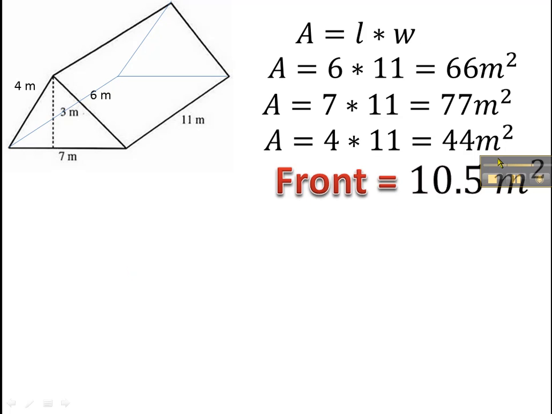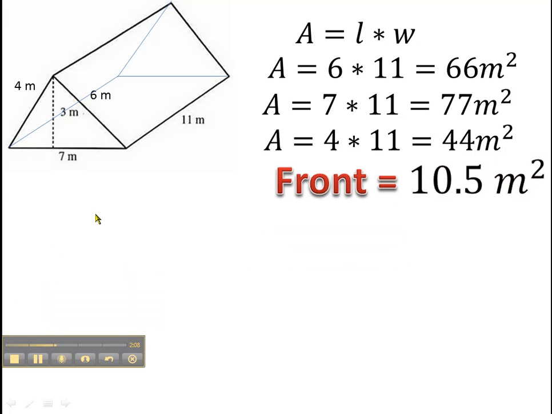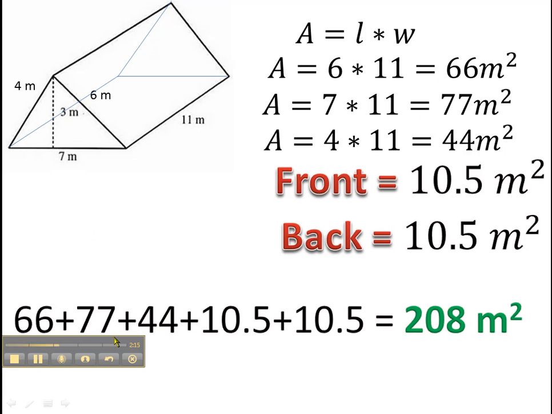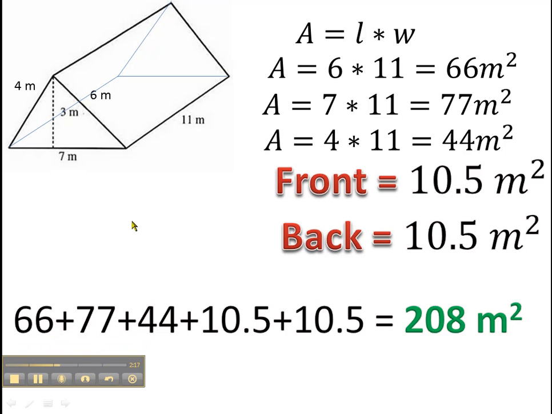So now all I have to do is add all the pieces together. There's my front, there's my back, here are my lateral faces, which are all rectangles. Add these all up, and you're going to come to a surface area of 208 square meters. So that's the piece-by-piece method. Make sure you know those basic formulas: triangle, rectangle. There's others, but in this figure, that's all you would need.